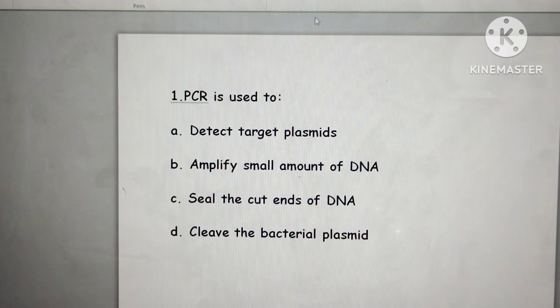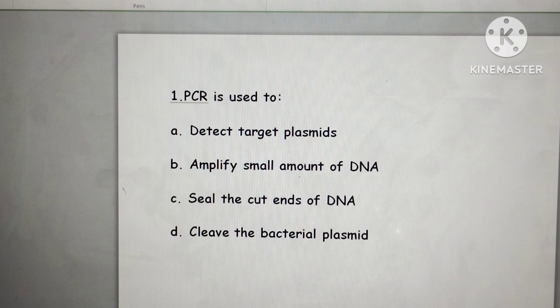So hello friends, today we'll discuss the previous year questions. The first question here is: PCR is used to, okay. The options are: detect the target plasmid, amplify the small amount of DNA, seal the content of DNA, and cleave the bacterial plasmid.